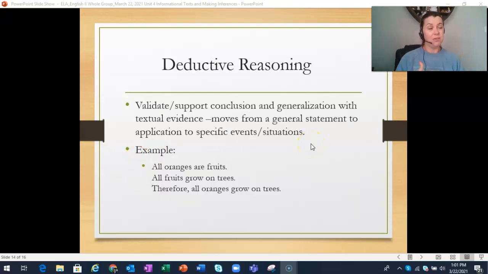So, deductive reasoning. Let's talk about that. We talked about inductive, where we draw a conclusion and then we look to the text to support it. Inductive, we talked about going from specific to general. Okay, now deductive is kind of the opposite. Deductive reasoning moves from a bigger general statement to specific events and situations. So deductive, we start out wider, broader, more general, and we become more specific.